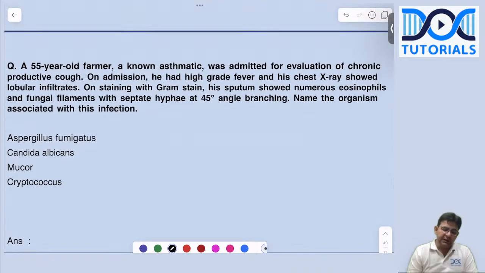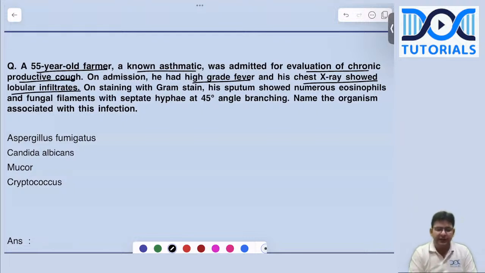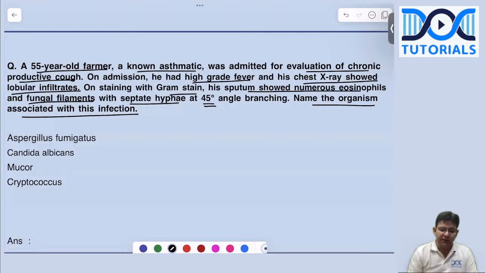Now come to this. A 55-year-old farmer, a known asthma patient, admitted for evaluation of chronic productive cough. On admission, he had high-grade fever. Chest X-ray showed upper lobular infiltrates. On the Gram stain, the sputum showed numerous eosinophils and fungal elements with septate hyphae at 45-degree angle branching. This is a sufficient hint which will definitely tell you the answer. Name the organism associated with this condition out of these four options. Can you tell me the answer?